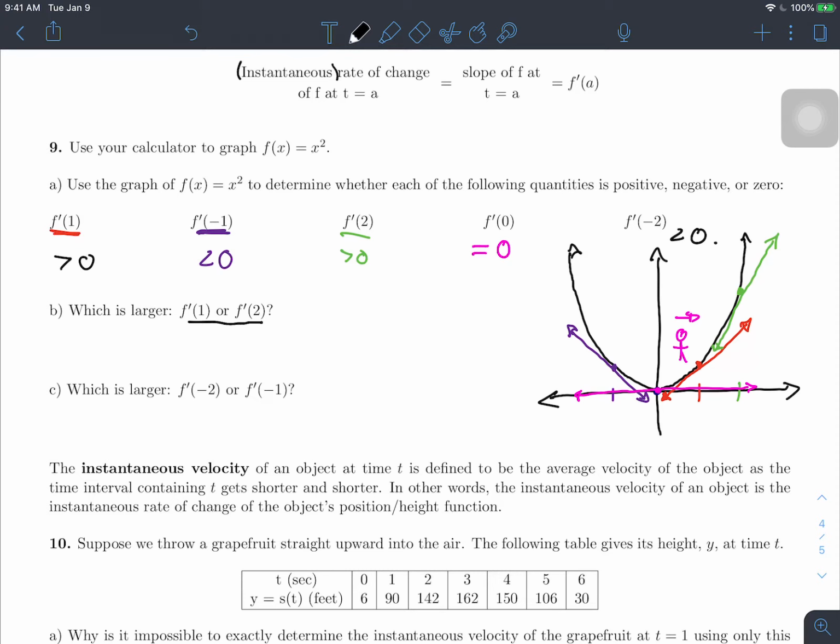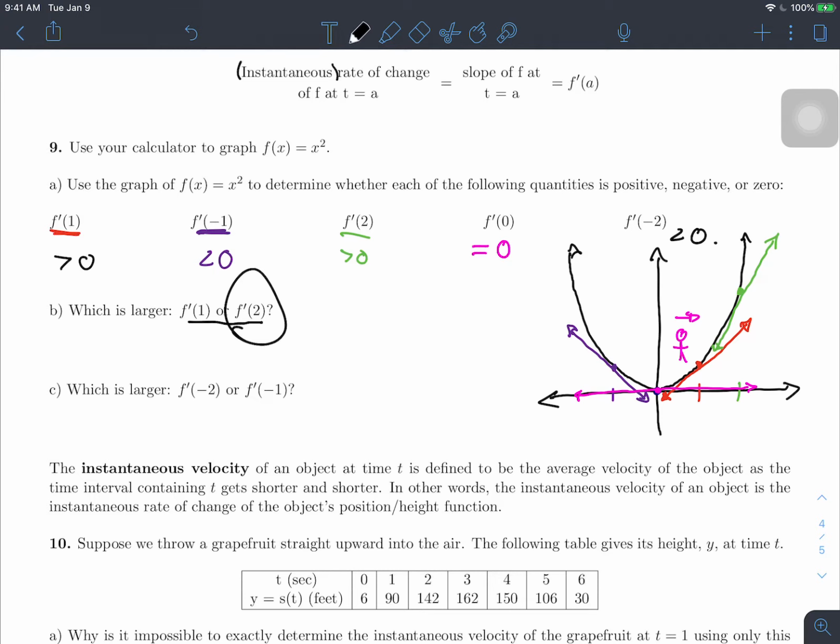If I was walking uphill, I would much rather walk up the red hill than walk up the green hill. It's very steep, right? Steepness indicates magnitude in the slope, okay? The more steep it is, the higher the magnitude. So our answer is that f prime of 2 is going to be the larger one.